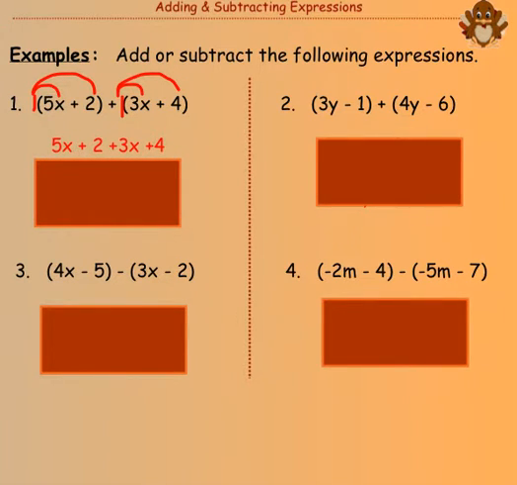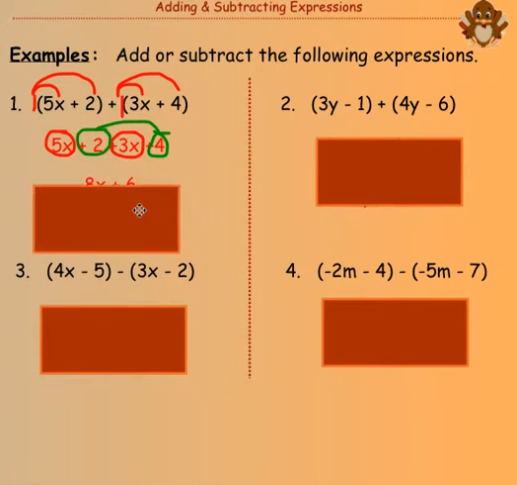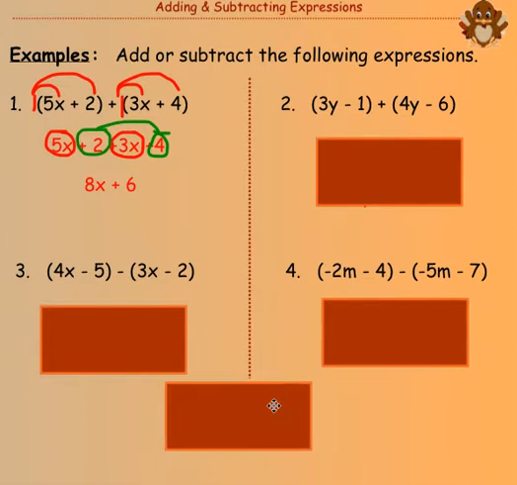But now we have to collect our like terms. So I like to circle with the sign in front. 5x and positive 3x are my like terms. And then positive 2 and positive 4 are my like terms. So if I combine my two greens, I get 6. And if I combine my two reds, I get 8x. So 8x plus 6. All right, take a look at the next one.